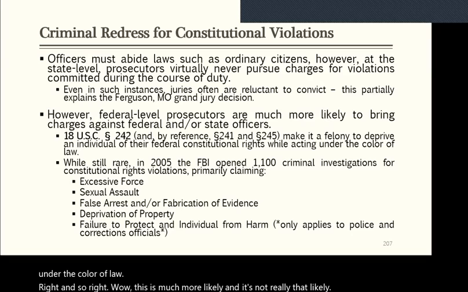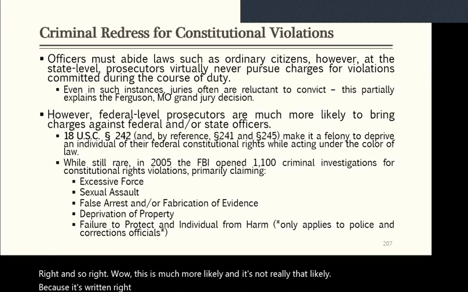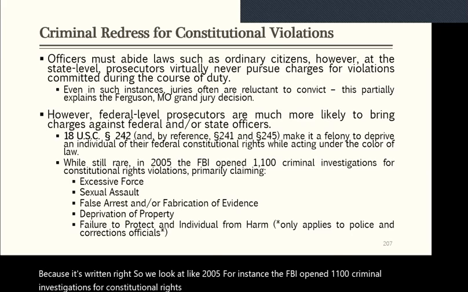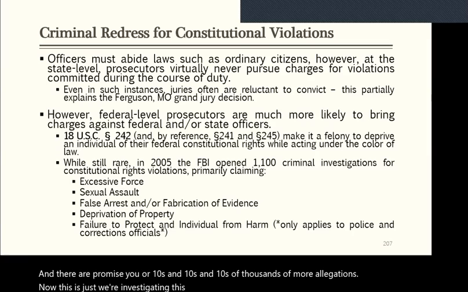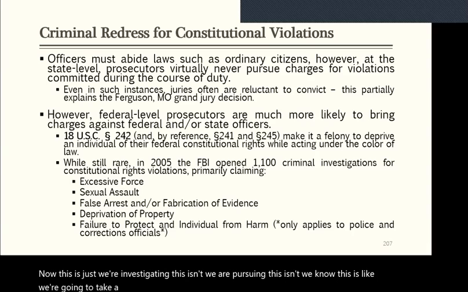because it's rare, right? So if we look at 2005, for instance, the FBI opened 1,100 criminal investigations for constitutional rights violations. And they are, I promise you, for tens and tens and tens of thousands more allegations. Now, this is just we're investigating. This isn't we are pursuing. No, this is we're going to actually take a look at this 1,100 times, right?